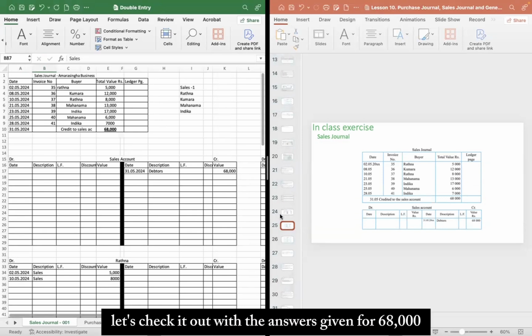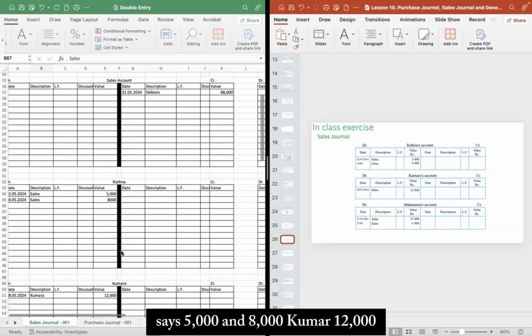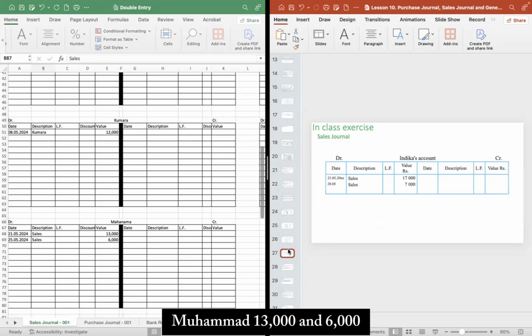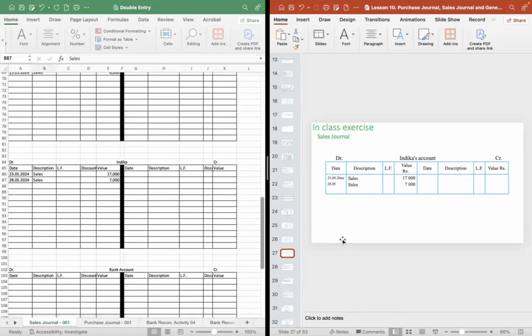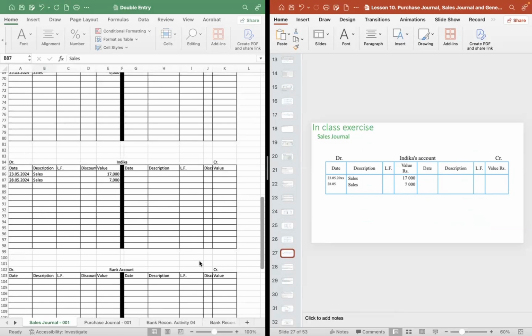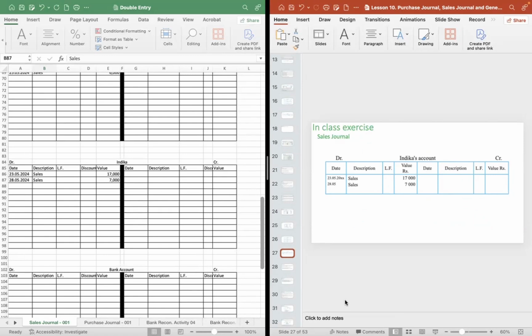So since we have done it, let's check it out with the answers given. For 68,000, sales 5,000 and 8,000, Kumar 12,000, Mahanama 13,000 and 6,000, then Indica's account 7,000 and 17,000 and 7,000. Okay, that's it. So with that, we can conclude the sales journal exercise. So that's it.